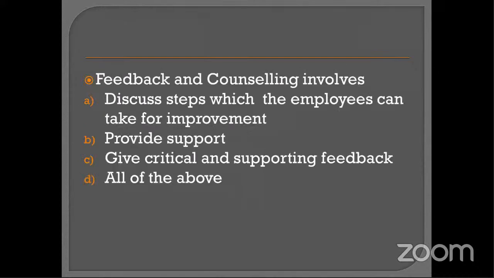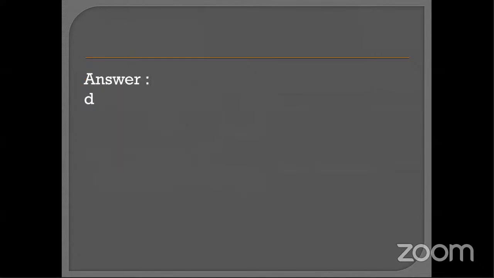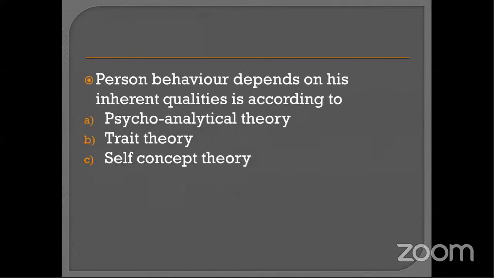Then next question: feedback and counseling involves discussing steps which the employees can take for improvement, providing support, giving critical and supporting feedback, all of the above. All of the above. Yes. Which one is a quality of type B personality? Restless, impatient, multitasker, more relaxed. B, madam. More relaxed. Okay.